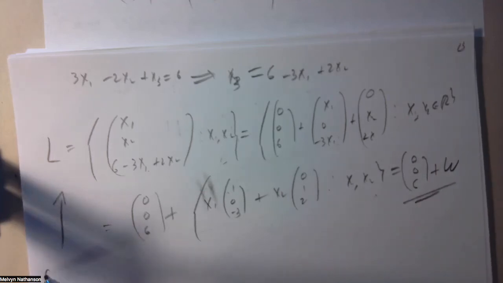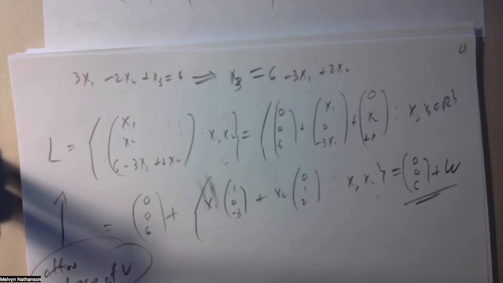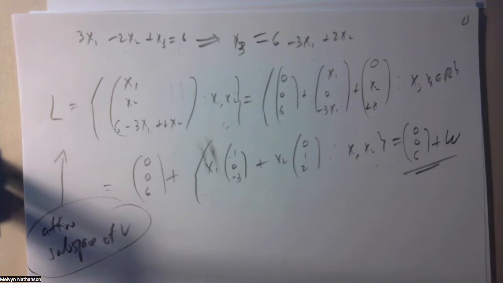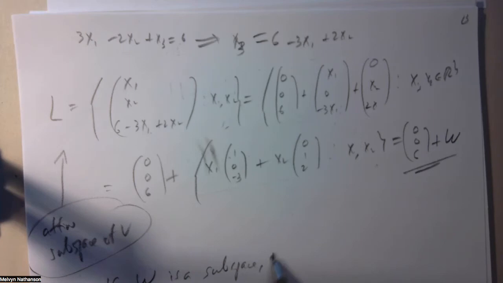So this solution space is an affine subspace of V. And of course, just make a note, if W is a subspace, then if I translate W by the 0 vector, I just get back W. So W is also an affine subspace.